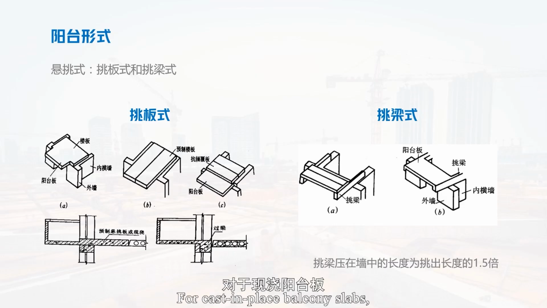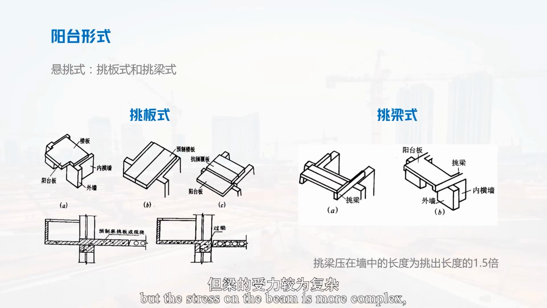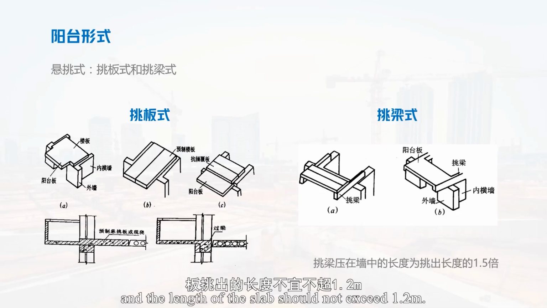For cast-in-place balcony slabs, if the floor slab is cast in place, the balcony slab can be poured as a whole with the floor slab. It can also be poured together with the lintel or girth, but the stress on the beam is more complex, and the length of the slab should not exceed 1.2 m.